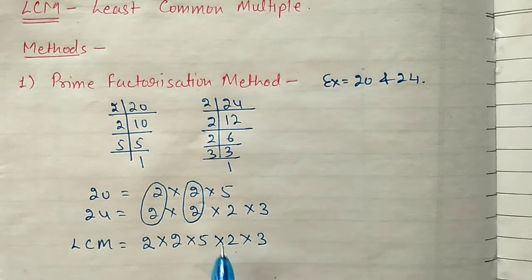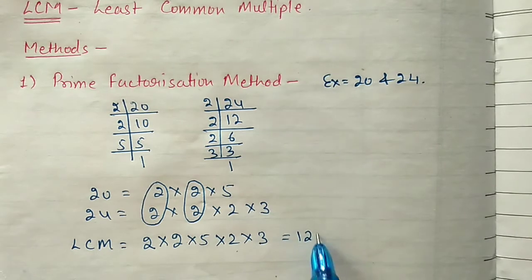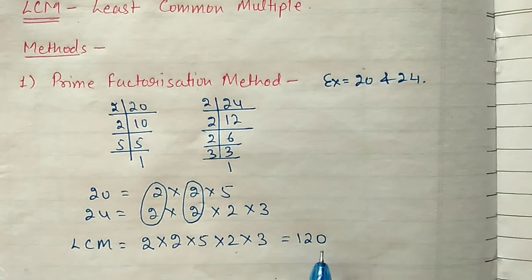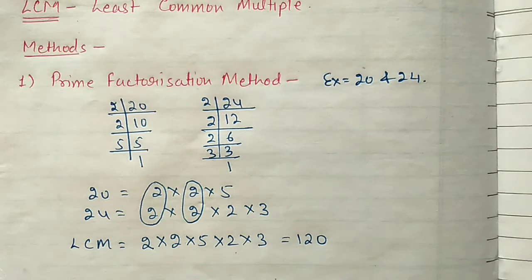Now multiply these numbers together. 2 times 2 is 4, 4 fives are 20, 20 twos are 40, and 40 times 3 is 120. So the LCM of 20 and 24 is 120. 120 is the first number which will come in the table of 20 and also in the table of 24.